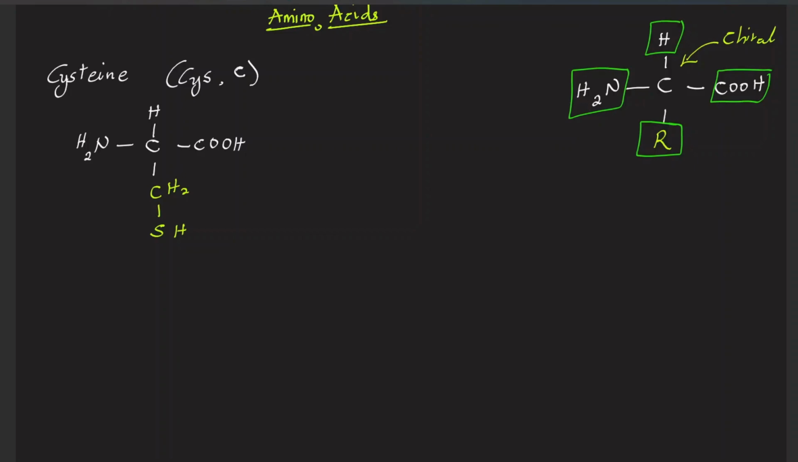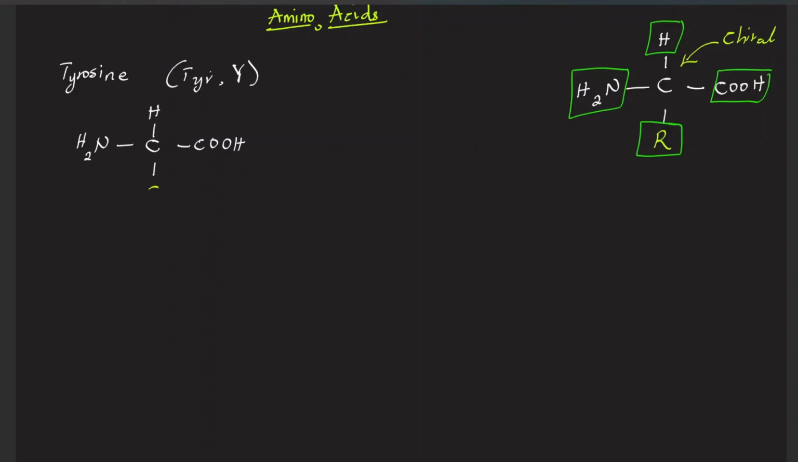The next amino acid we'll be looking at is tyrosine. Now, tyrosine is another hydroxyl-containing amino acid. The 3-letter abbreviation for tyrosine is TYR, and the 1-letter abbreviation is a Y because T is already taken by threonine.